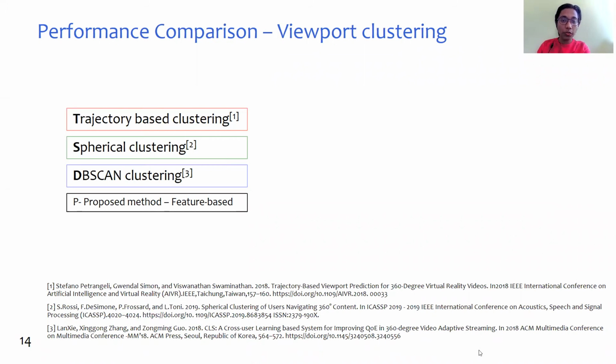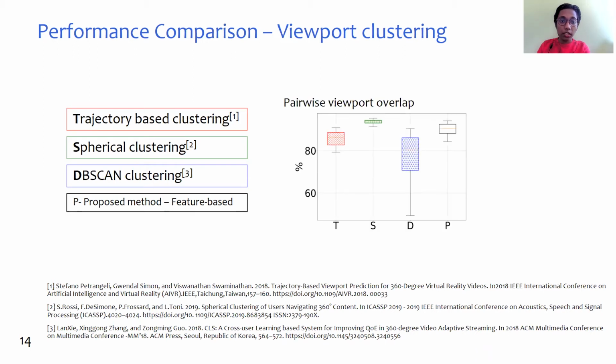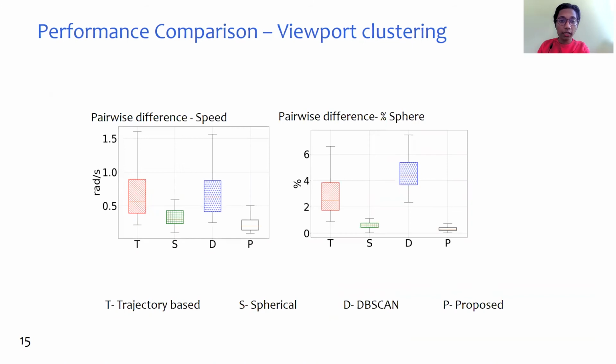Now we compare the performance of our proposed viewport clustering with 3 other existing algorithms: trajectory-based clustering, spherical clustering, and DBSCAN clustering. Please refer to our paper or the references mentioned in the slide for further information about these algorithms. This box plot shows the results of an aggregated comparison done for the whole dataset. The proposed algorithm outperforms the trajectory-based and DBSCAN algorithms and shows on-par performance with spherical clustering. On the other hand, for the other 2 metrics, the proposed algorithm outperforms all existing methods.